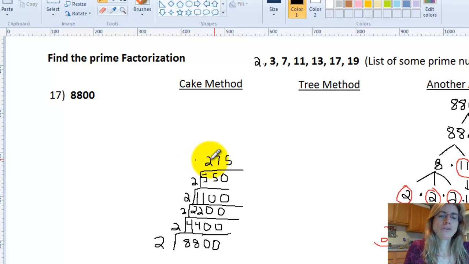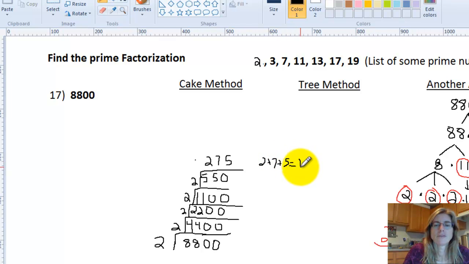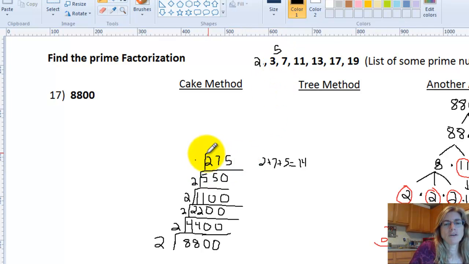So now 2 will not go into 275 because it's not even. Will 3 go into 275? Well, let's do the divisibility rule. 2 plus 7 is 9, plus 5 is 14. If you add those digits up and you get 14, 14 is not divisible by 3. So 3 does not go into 275. So we have to go up another, oh, I'm missing another prime number, I'm sorry. 5 should be on my list here. 5 is another prime number, and that's the one we're going to use to go into 275.